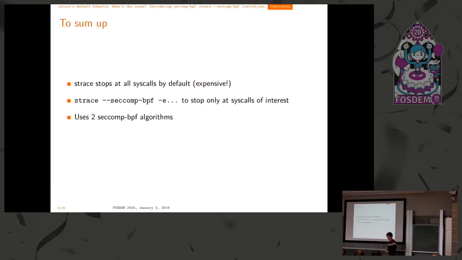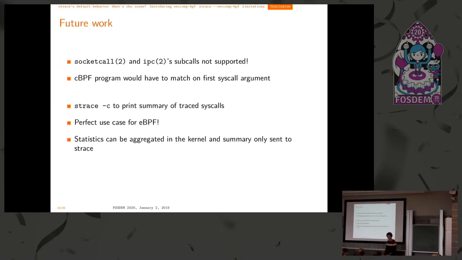Okay, to sum up, first, we've seen that strace stops at all syscalls by default, and that's very, very expensive because of context switches. In addition, we've seen that the seccomp BPF option, when you're using filters on your syscalls, allows you to stop only at syscalls of interest. And we've seen the two different seccomp BPF algorithms that we're using in strace to implement this match over syscalls. There are, however, some things that could be improved in the current implementation that are pretty straightforward.